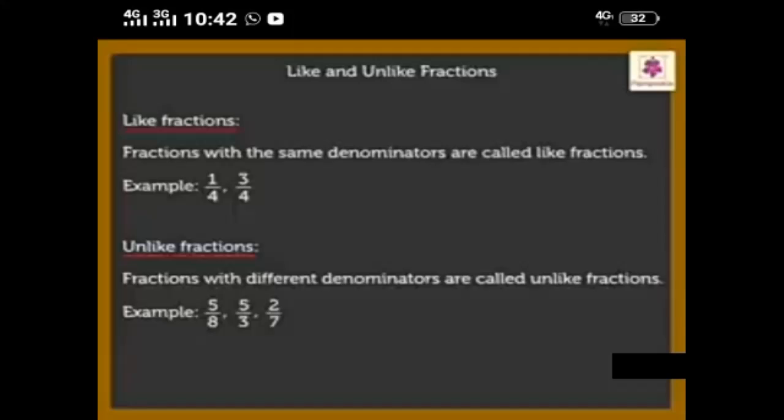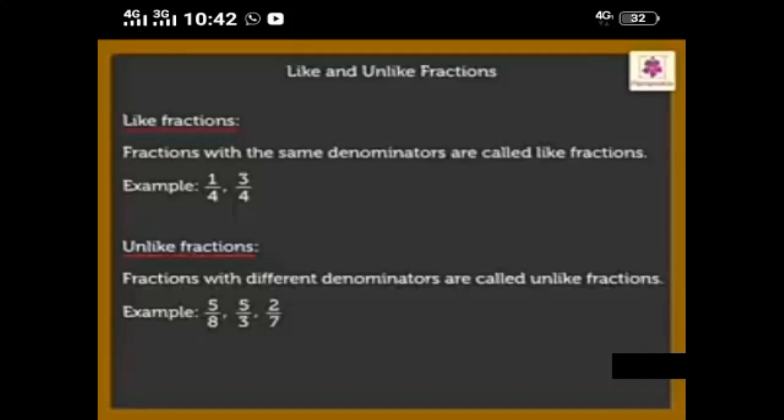In the case of a group of fractions where the denominators are the same, this type of fraction is called a like fraction. Next, if a group of fractions is given where all denominators are different, that type of fraction is called an unlike fraction.